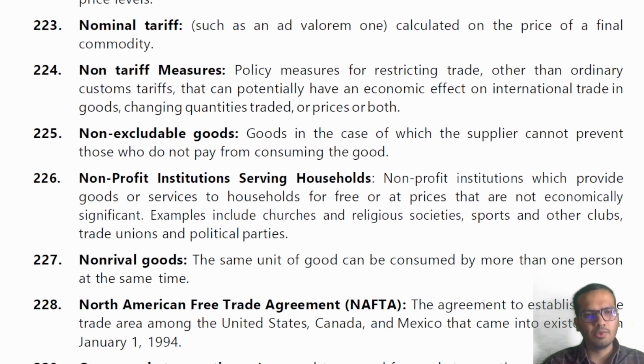Then comes non-excludable goods. So goods in the case of which the supplier cannot prevent those who do not pay from consuming the goods. Then we have non-profit institutions serving households. So non-profit institutions which provide goods or services to households for free or at prices that are not economically significant, means a little bit wide. Examples include churches and religious societies, sports and other clubs, trade unions and political parties.